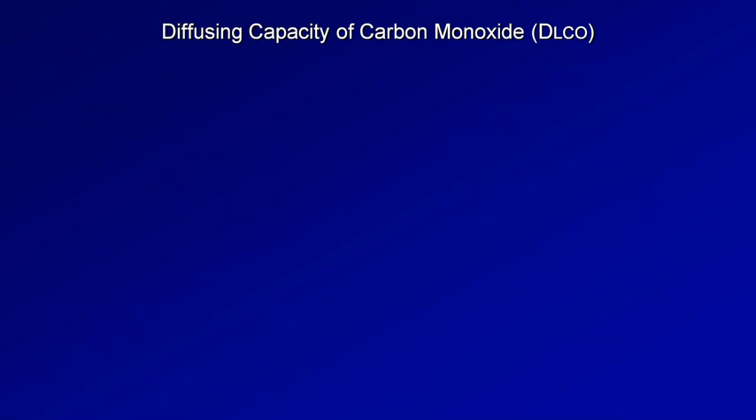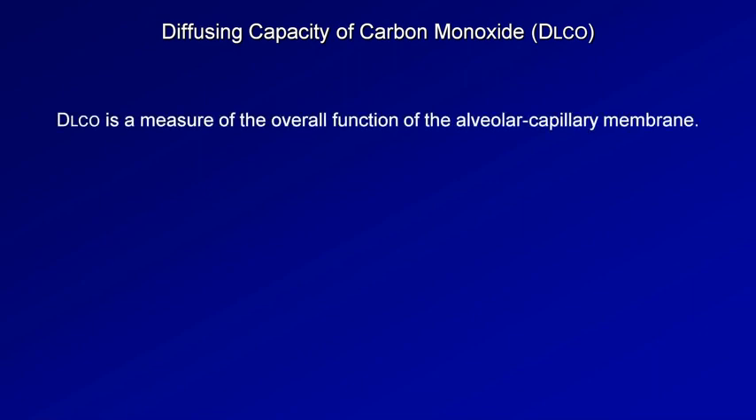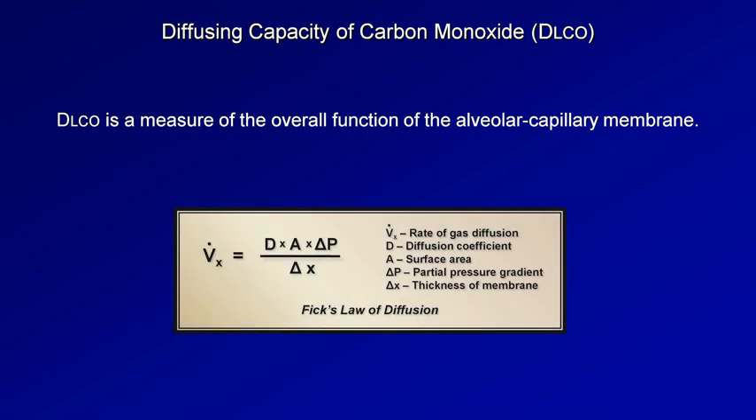Since the carbon monoxide travels via simple diffusion, the DLCO effectively measures the overall function of the alveolar capillary membrane. This function can be qualitatively understood using Fick's law of diffusion, which states that the rate of gas diffusion is equal to something called the diffusion coefficient times the surface area across which the gas is diffusing times the partial pressure gradient, all divided by the thickness of the diffusing membrane. Thus, any lung disease which either decreases functioning alveolar surface area or increases the thickness of the alveolar capillary membrane will lead to a decreased DLCO.